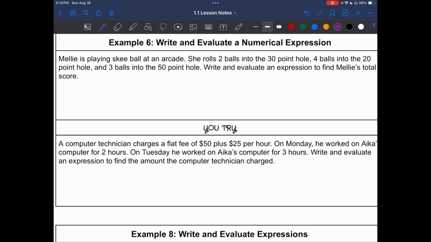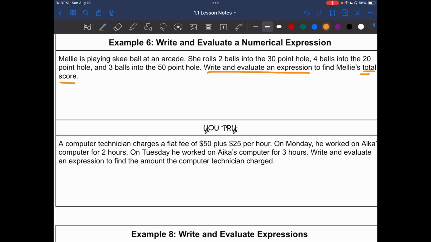So the first part of our plan is to identify and understand the task. And that's often going to be in that last sentence of your problem. Write and evaluate an expression. That is what we need to do. We need to write and then evaluate an expression for the total score that Melly has.